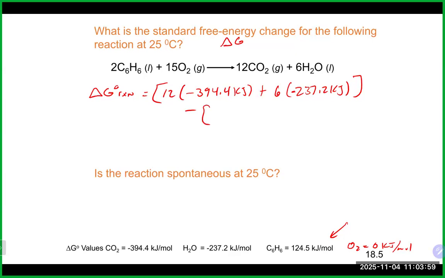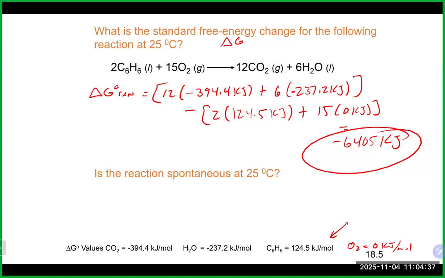That takes care of all of our products. Then we'll do our reactant side: 2 times our C6, 124.5, and 15 times 0, basically, in this case. That's going to get us here: 12 times negative 394.4 plus 6 times negative 237.2 minus basically 2 times 124.5. It's going to give us a negative 6405 kilojoules.